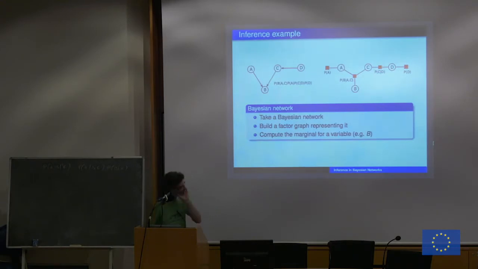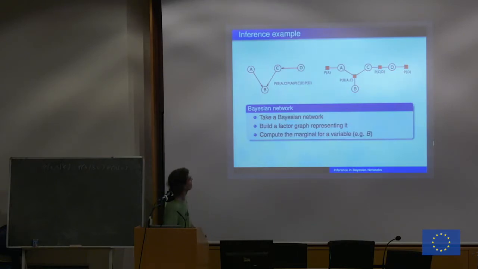Here is a Bayesian network. P(B given A, C), P(A), P(C given D), P(D). That's the decomposition. Let's build the factor graph like this. I just name the factors with the pieces of the probability attached to them. So this is P(B given A, C). This is P(A), P(C given D), P(D).